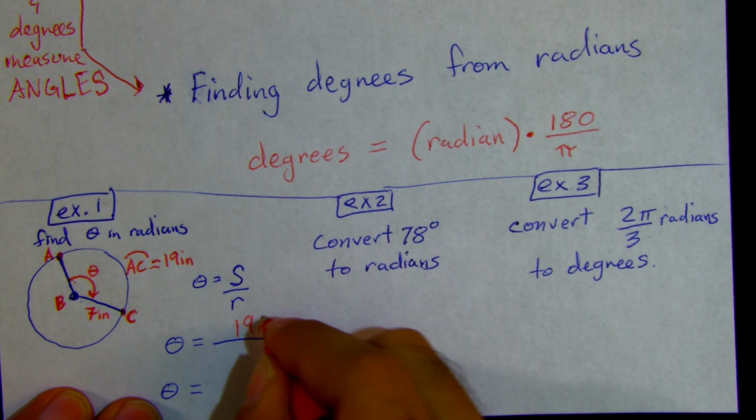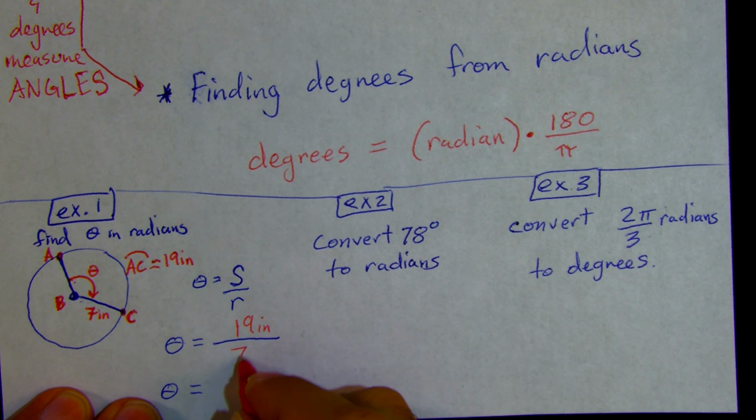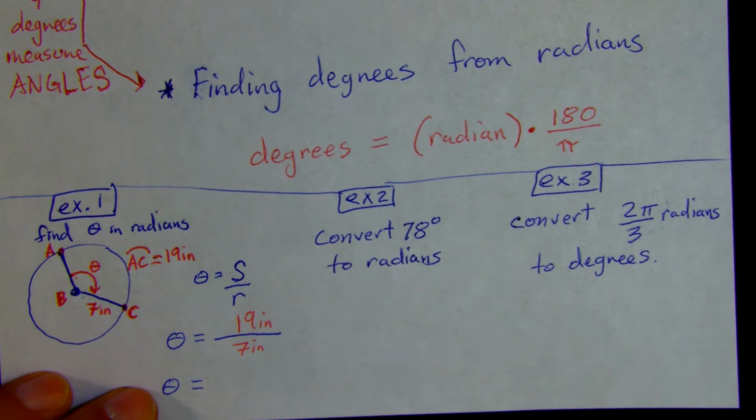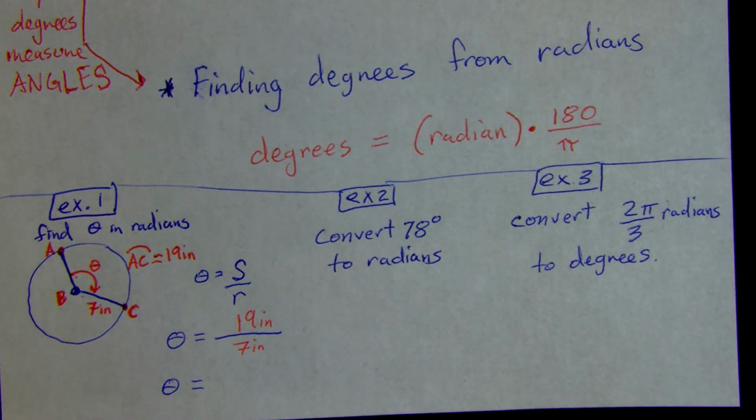I'm going to put the arc length on top, the radius on the bottom, and divide them. Somebody in the chat, let me know how many radians we have. Give it to the hundredths place, just like money.